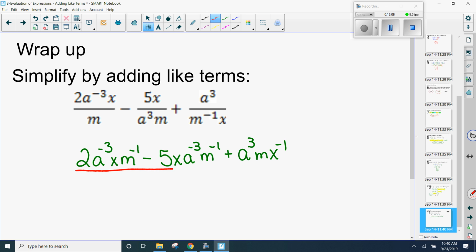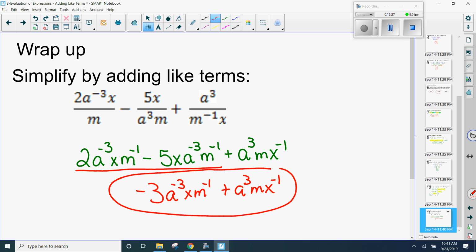The first and the second are like terms because they both have a to the -3rd, x to the 1st, and m to the -1st. So when you group those together, you get -3. Keep those variables the same. And then plus a cubed m x to the -1st. Somebody's going to accidentally write down x to the 1st maybe on that last one. You're going to miss one little exponent and the whole thing is right or wrong. So you have to be careful with it. As you write it down, make sure your exponents are correct. Question. It appeared most of you were getting that one correct.